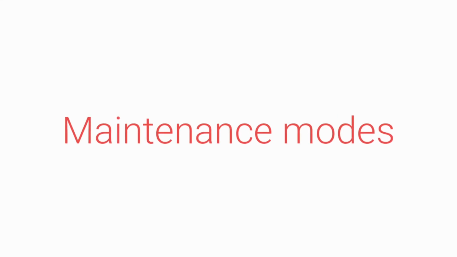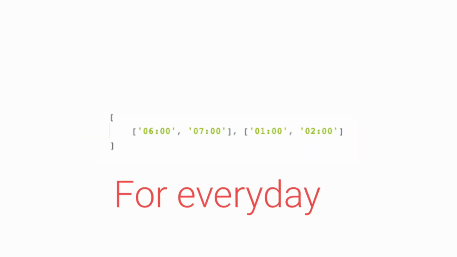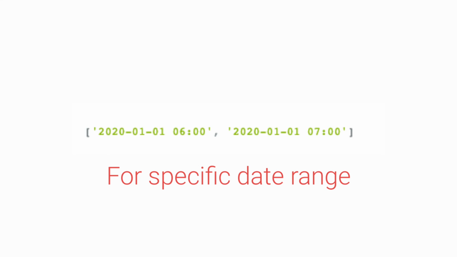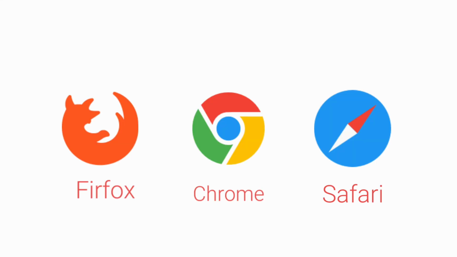Maintenance modes. Put your application into maintenance by given one or more date and time ranges based on user agents or callback method. We can allow list of routes to be executed even in maintenance mode.